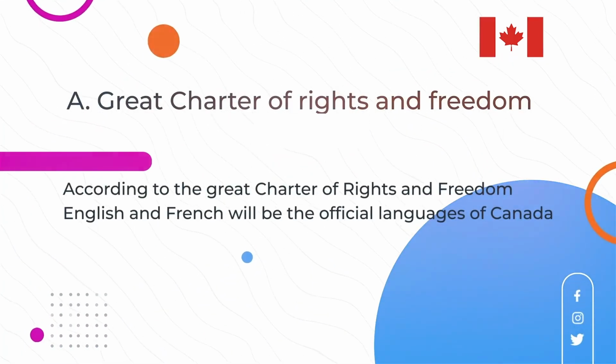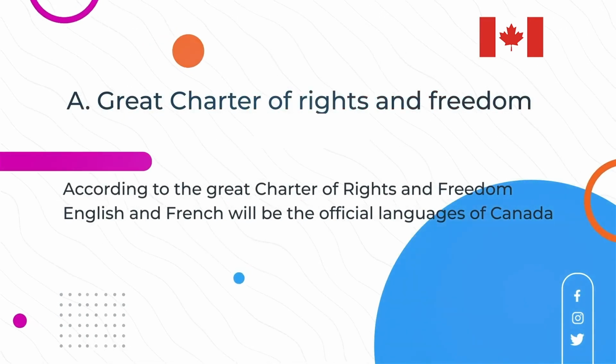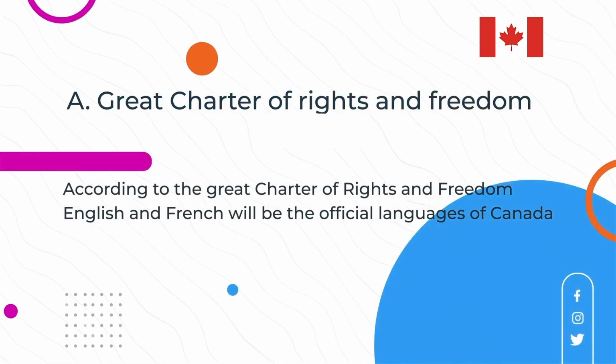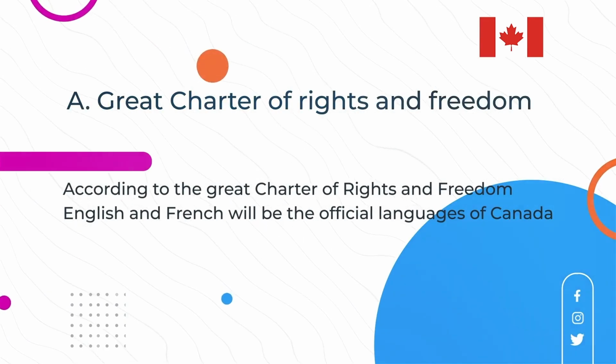Answer: A. Great Charter of Rights and Freedom. According to the Great Charter of Rights and Freedom, English and French will be the official languages of Canada.